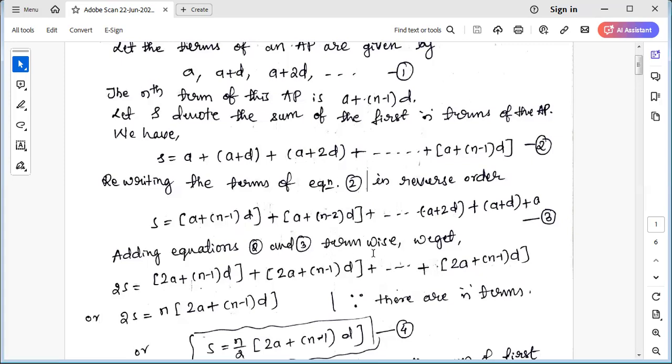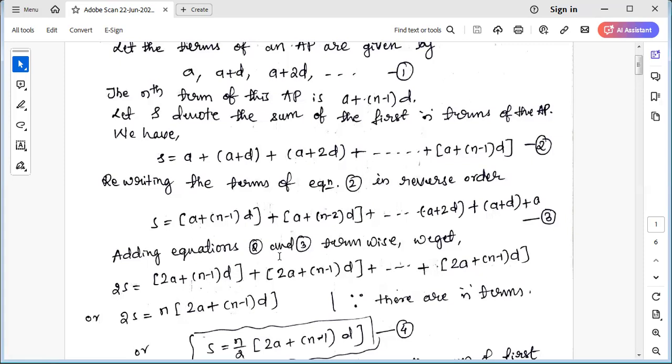Adding equations 2 and 3 term wise, this is very important. This is a term wise addition. So we get S plus S on the LHS side, S and S are there. So S plus S gives 2S. And this term and this term, their sum gives 2a plus n minus 1 into d, because this a is added to this a. So it becomes 2a plus n minus 1 into d.